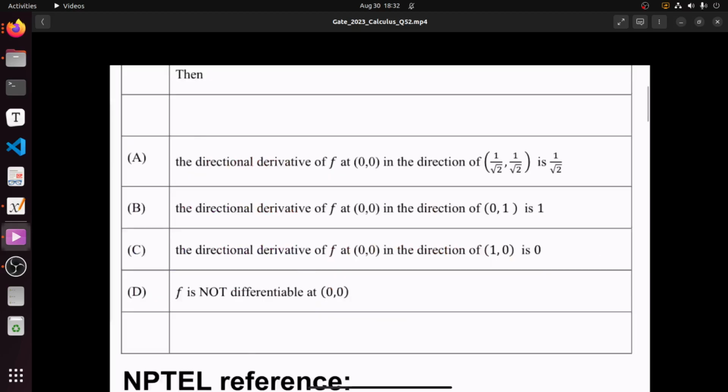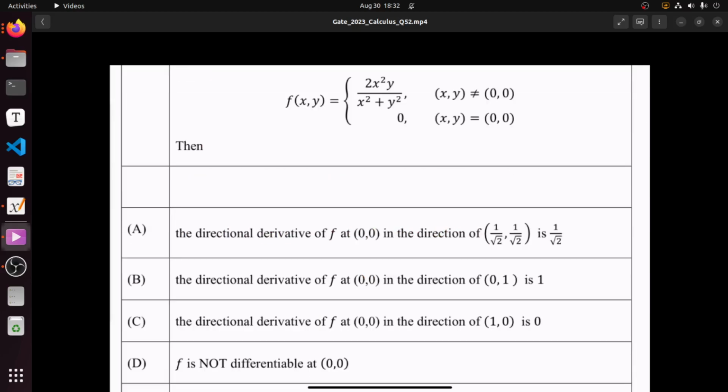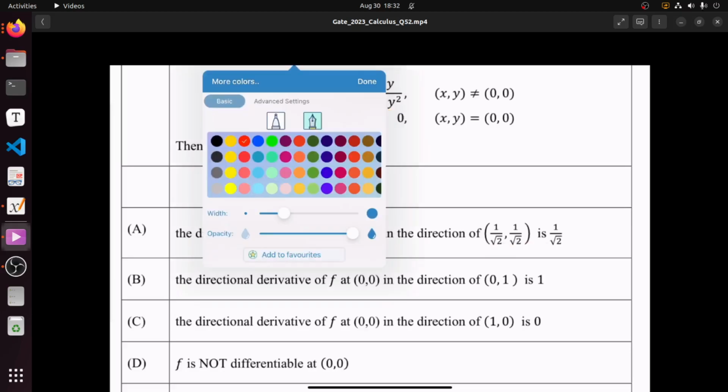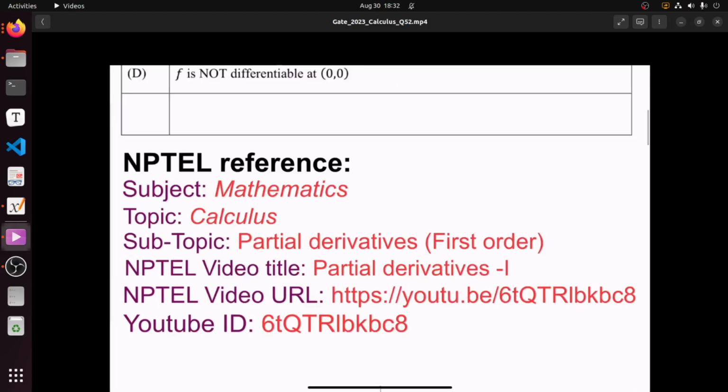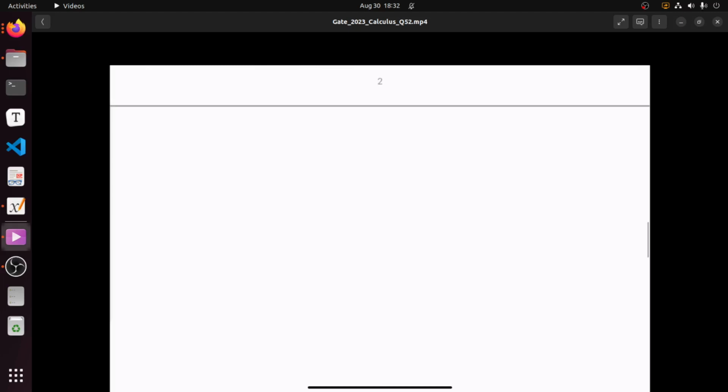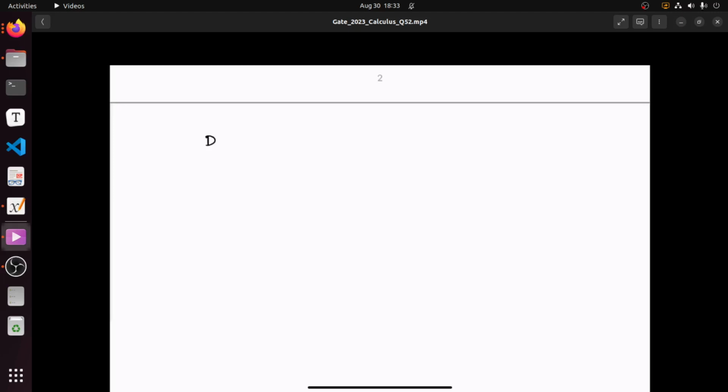So first we have to find the directional derivative of f at the point (0,0) in the direction of (1 by root 2, 1 by root 2). Okay, let's start. So we have to find the directional derivative in the direction u, where u is (1 by root 2, 1 by root 2), at the point a, which is (0,0).